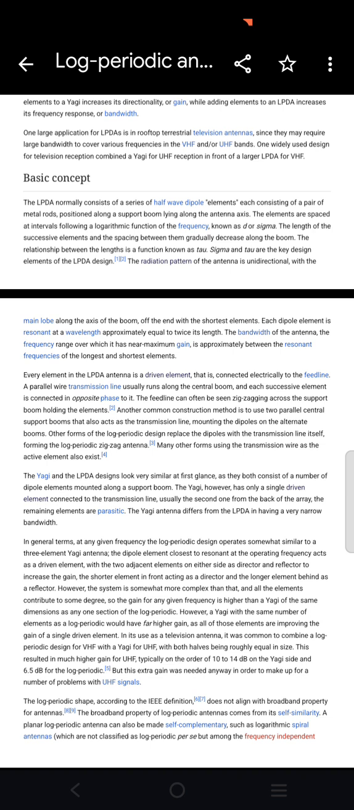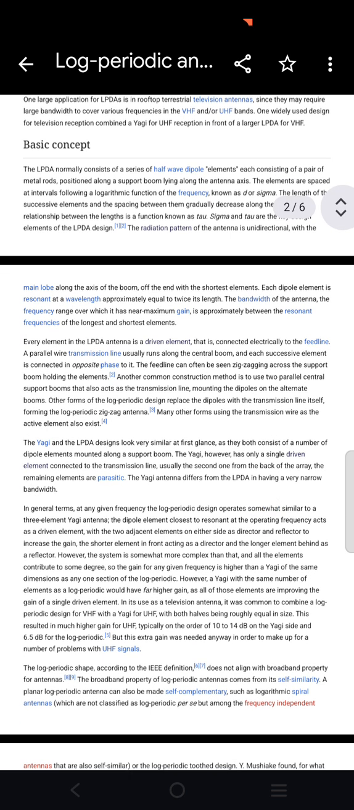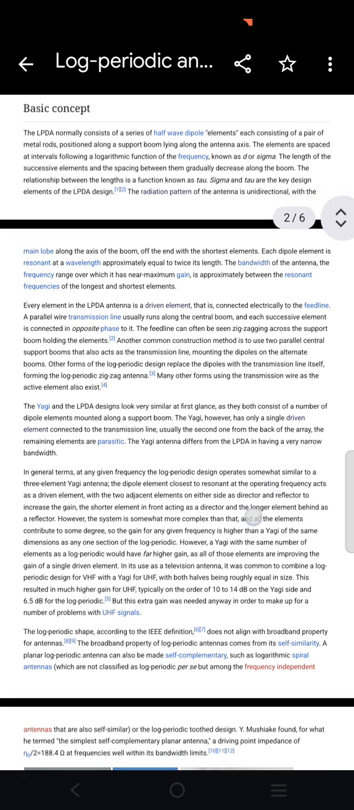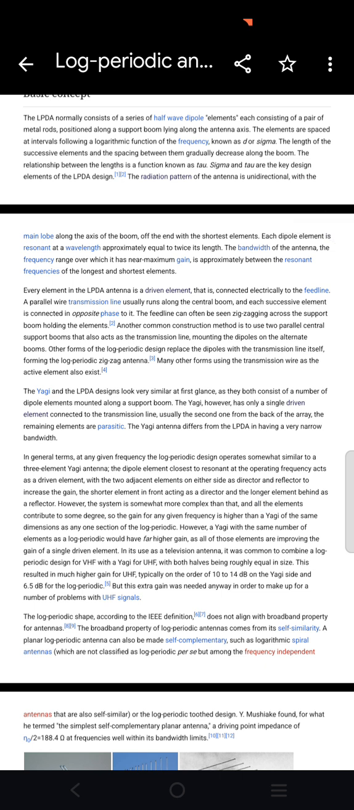The radiation pattern is unidirectional, with the main lobe along the axis of the boom, off the end with the shortest elements. Each dipole element is resonant at a wavelength approximately equal to twice its length. The bandwidth of the antenna, the frequency range over which it has near maximum gain, is approximately between the resonant frequencies of the longest and shortest elements.